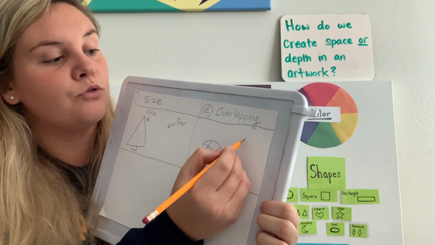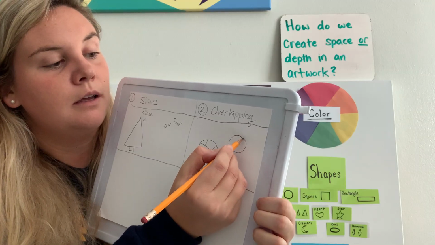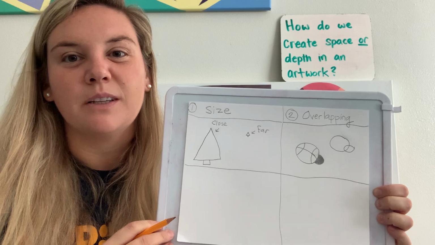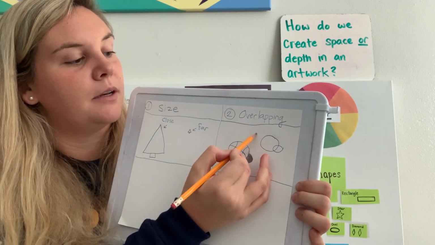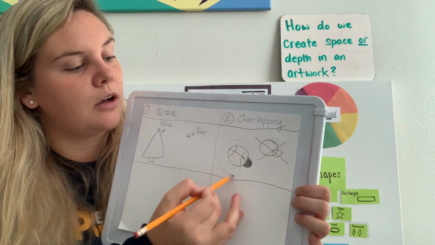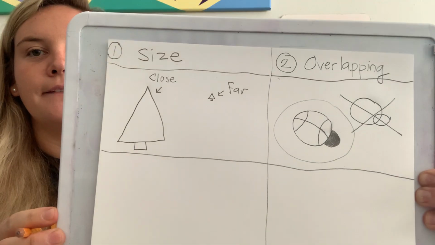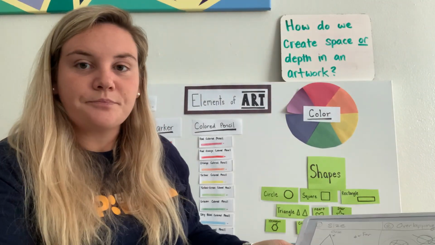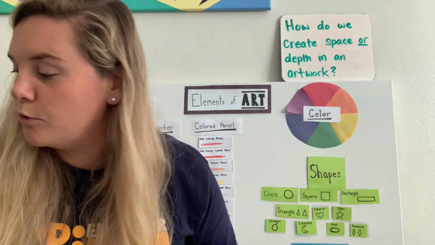Okay, if you draw your basketball and your golf ball like this, that looks a little bit less realistic and it doesn't show space and depth in an artwork. So try your best to draw something like that. All right, if you need to pause the video for more time, go ahead. If you're ready to move on, we're gonna move on.